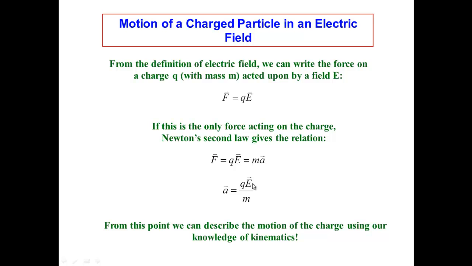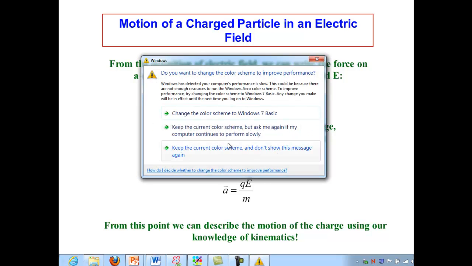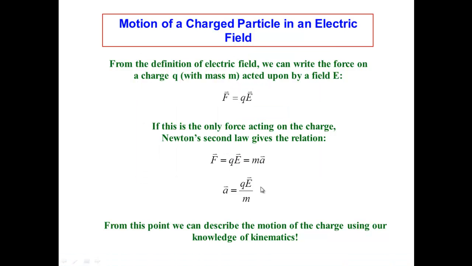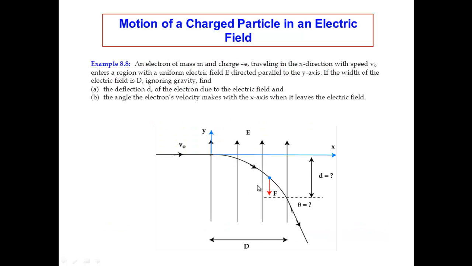Notice too that if the electric field is constant, if it does not change in time, and if it's uniform, so that it stays the same value in the same direction everywhere in space, then the acceleration will be a constant, and we'll have constant acceleration motion. So we already know how to handle that from our simple discussions of kinematics in the first semester. So now, let's look at an example problem.